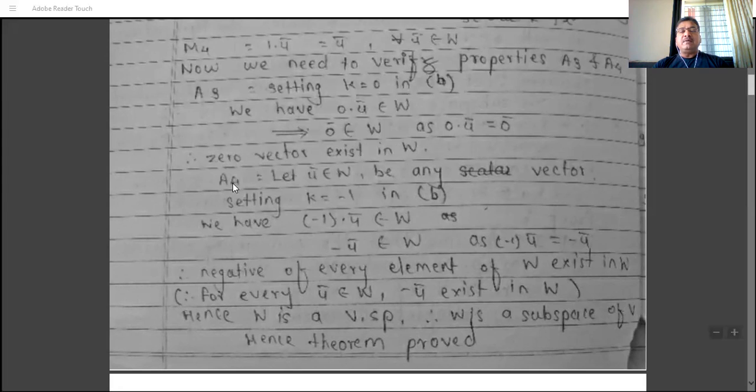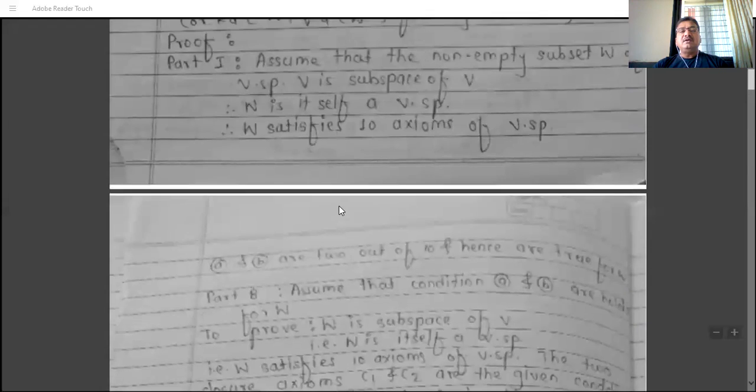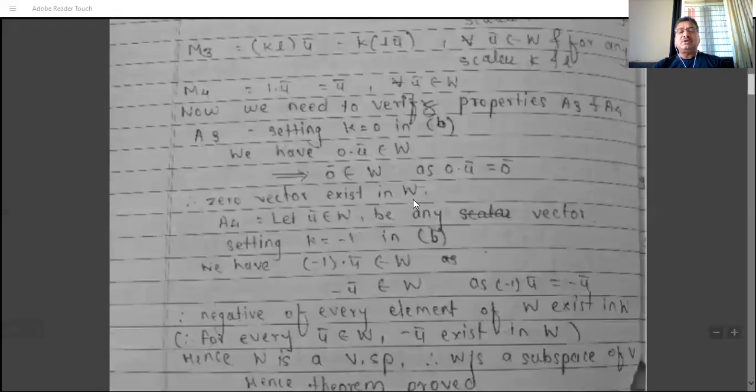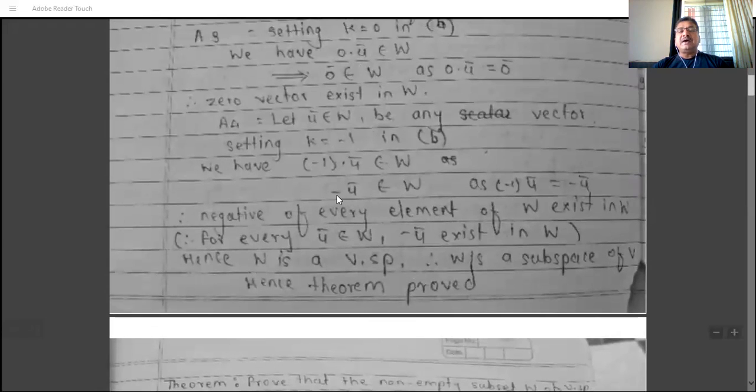And in order to prove A4, let ū belonging to W be any vector. Then set k = -1 in B. What happens if we take k = -1 in property B? We have (-1)·ū belongs to W. And (-1)·ū is -ū by using the properties for vector space. These properties were already proved in the previous lecture, that (-1)·ū is -ū. So -ū belongs to W.